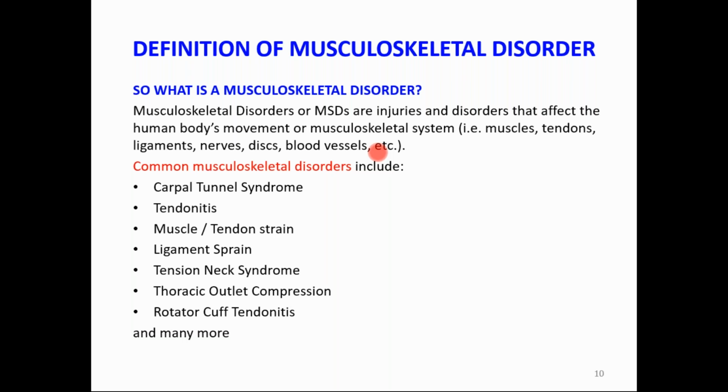Some MSDs are CTS, that is carpal tunnel syndrome, or tendonitis, muscle or tendon strain, ligament sprain, tension neck syndrome, then thoracic outlet compression, rotator cuff tendonitis, and many more. So these are some of the examples of MSDs. With the help of these examples, you can understand why this may happen and how to prevent it.